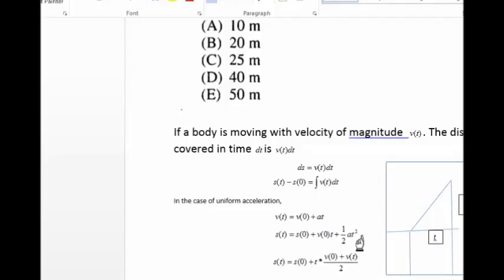Alternatively, the distance traveled in the case of uniform acceleration is given by the average velocity multiplied by the time. The average velocity is (v0 plus v(t)) by 2, that is the velocity at 0 and the velocity at t divided by 2 gives the average velocity, and that multiplied by the time gives the distance traveled. It is nothing but the area of the trapezium. So the answer is E.